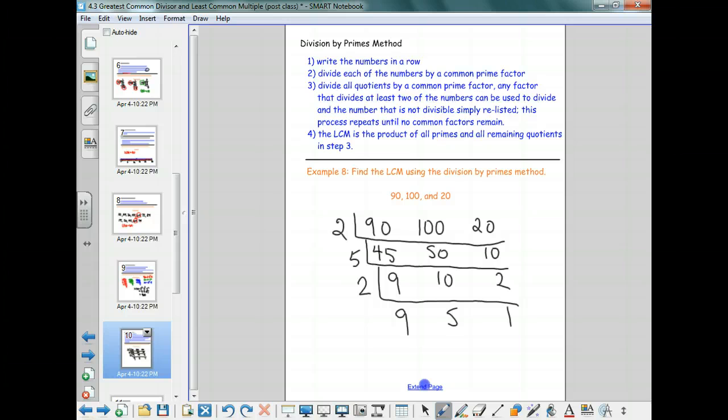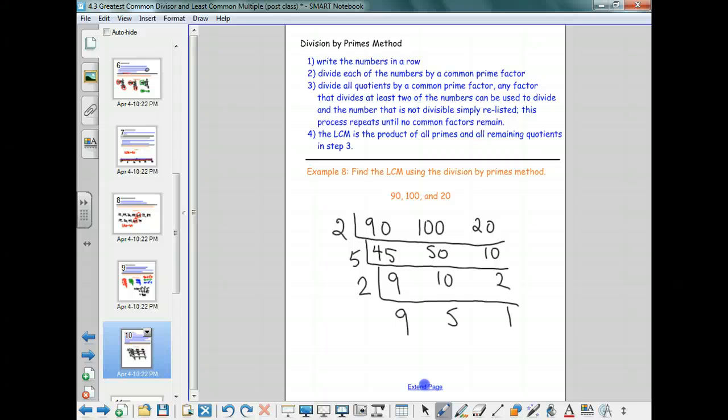Now, all the numbers at the bottom here, 9, 5, and 1, don't have any factors except 1 in common, right? Okay, so then I'm done. Now, notice if I were doing this problem from before, for greatest common divisor, I wouldn't have done what I just did with that last 2. But for least common multiples, I need that one more step.